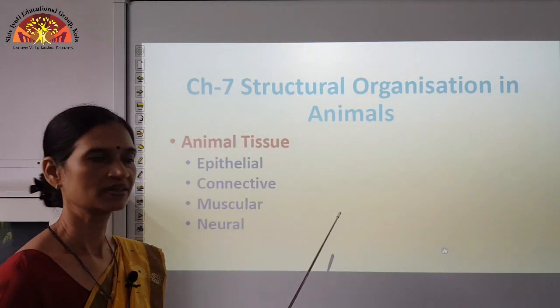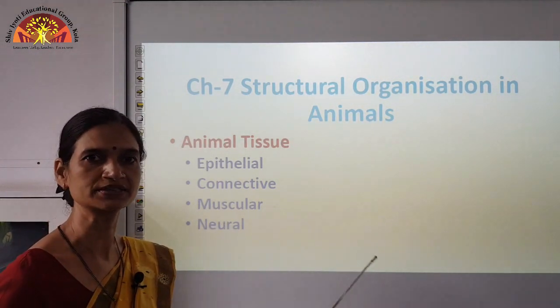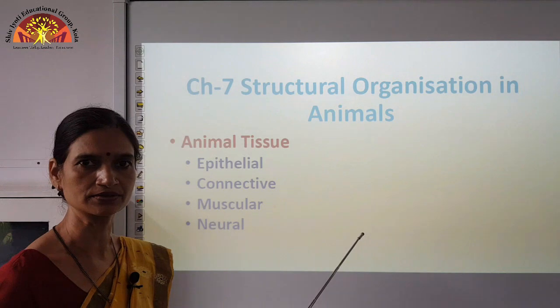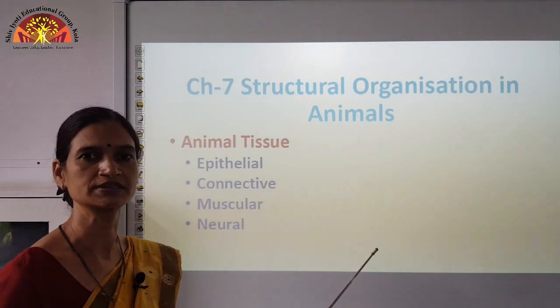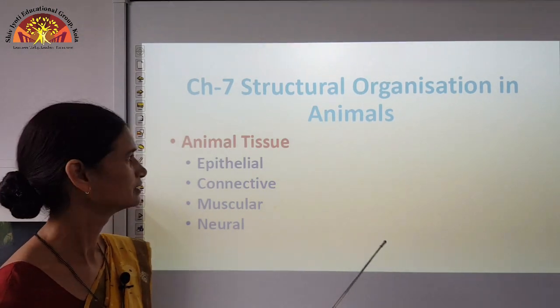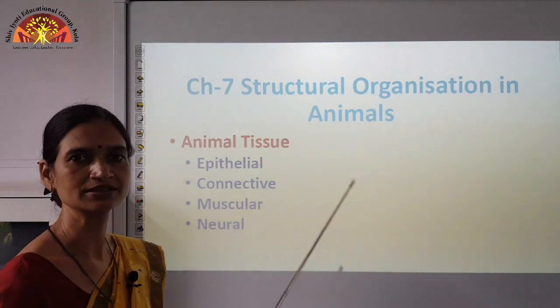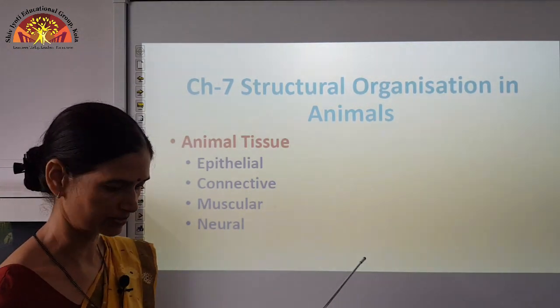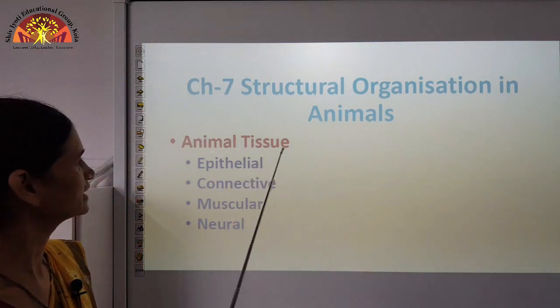Some of the topics of this chapter are being deleted, which I have already informed you. That means the morphology and anatomy of 3 animals, that is frog, earthworm and cockroach, that portion has been deleted. The portion which we have to study only is the tissue part. So, animal tissues we are going to revise in this chapter. So, open page number 100. So, we begin with animal tissue.